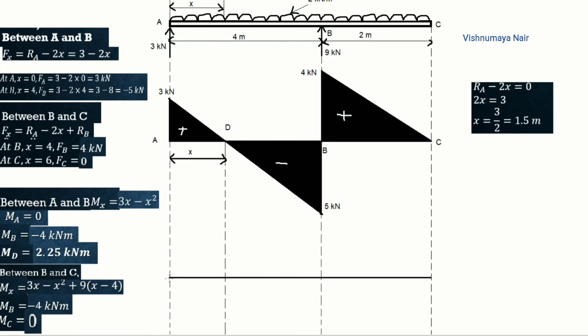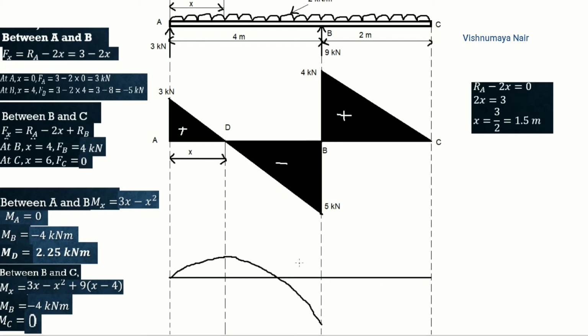So let's mark the variation of bending moment between A and D first. So it varies from a value of 0 to a value of 2.25 at the point D. Now from the point D to the point B, bending moment varies from a value of 2.25 to minus 4 kilonewton meter. So the curve looks like this.